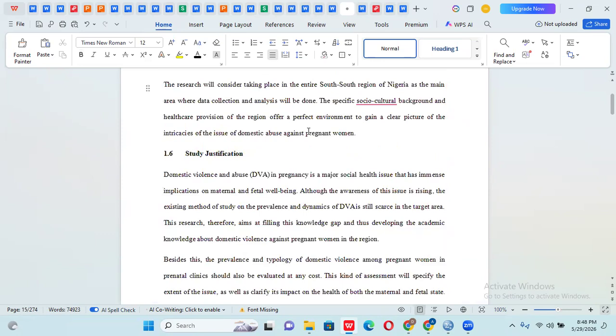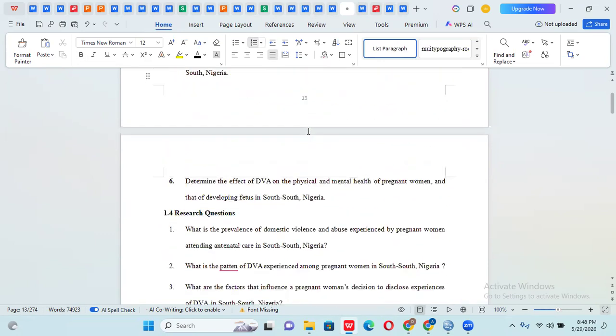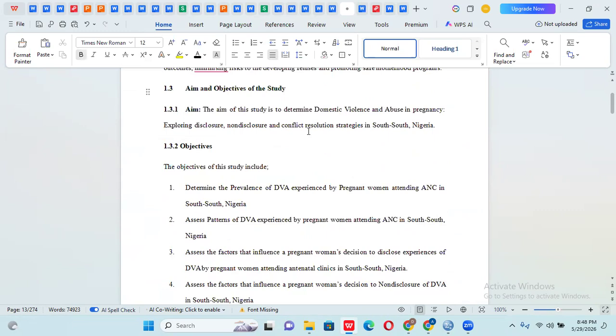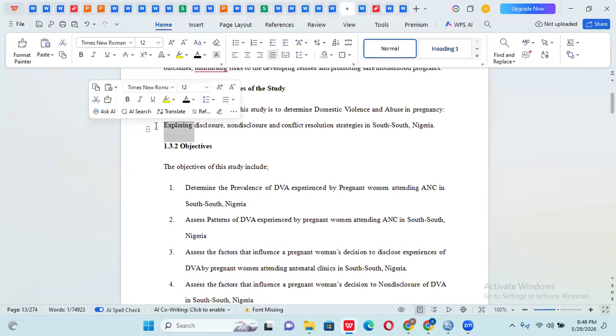Okay, so I want to show us the objectives of the research. We have 6 objectives in total. Now, what was the main aim? It's a medical research actually, to determine domestic violence and abuse in pregnancy, exploring disclosure, non-disclosure, and conflict resolution strategies in South Nigeria. I'm sure you notice the word exploring. If you remember yesterday, I said when you have exploring, your mind should be tuning to what? Tuning to qualitative analysis, qualitative research.